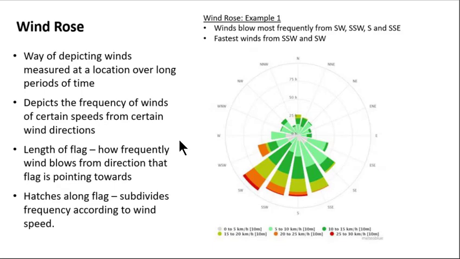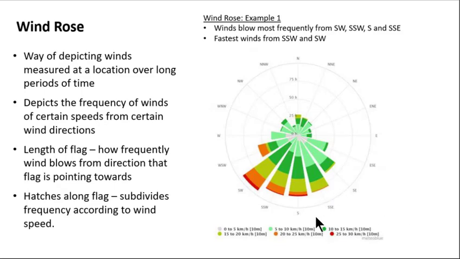The directions around the circle indicate the wind direction. The radial distance from the center of the circle indicates the frequency of winds from that direction. Hatches along the flag indicate different wind speeds for winds along a certain direction. The best way to explain this is through example.